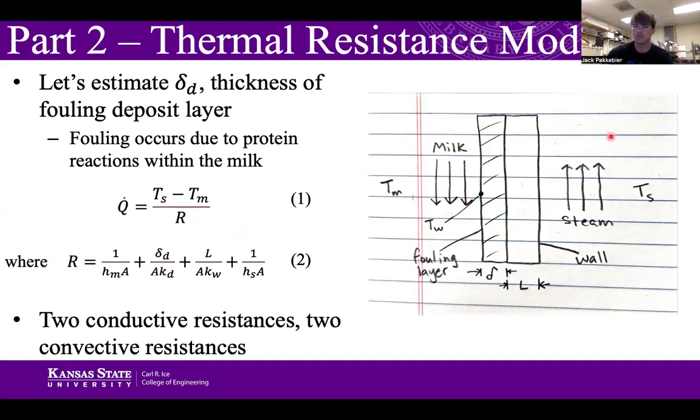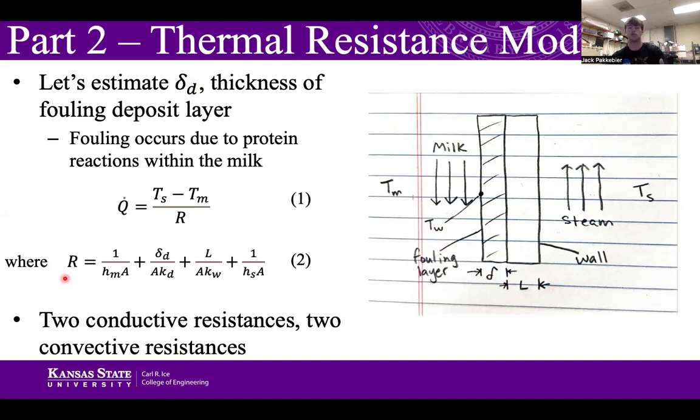So referring to my sketch off to the right, I crudely drew it up, but this is what we're considering. We have two temperature differences, the temperature of the milk over here and the temperature of the steam going in opposite directions. This right here is the fouling layer, obviously not drawn to scale. And then the wall layer for the plate heat exchanger. This would be made out of stainless steel. They both have their respective lengths, delta sub D, which I'm using as deposit thickness, and then length of the wall or thickness of the wall.